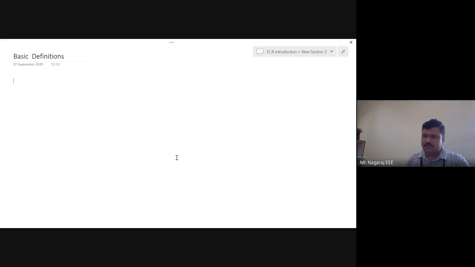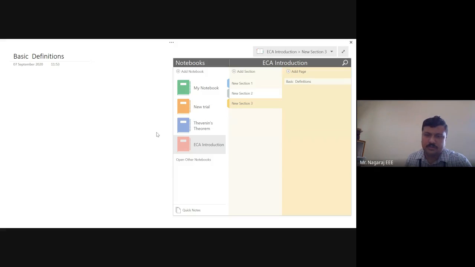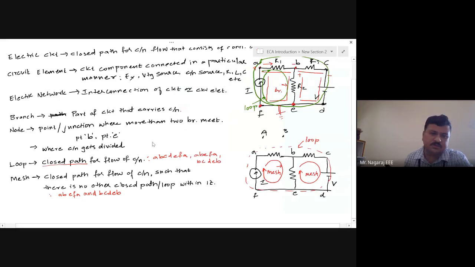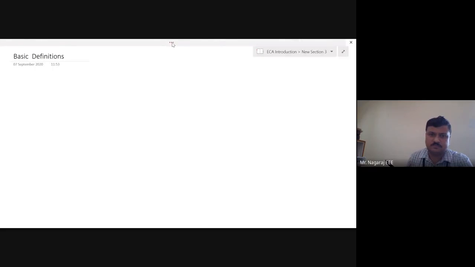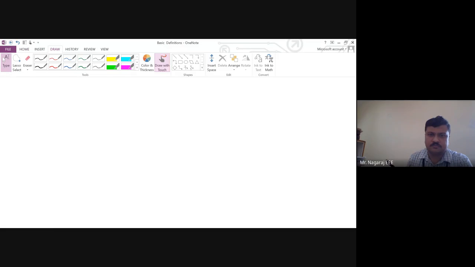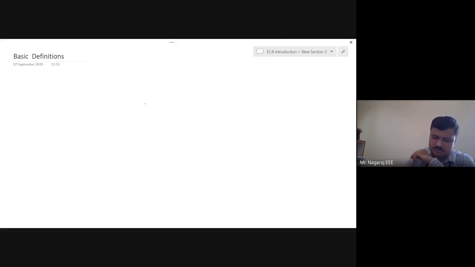Now in the previous class we discussed loop and mesh. Loop and mesh were the last things we discussed in the previous class. Today we will be looking into a few more definitions. So next is linear circuit. The next definition we would like to see is linear circuit.